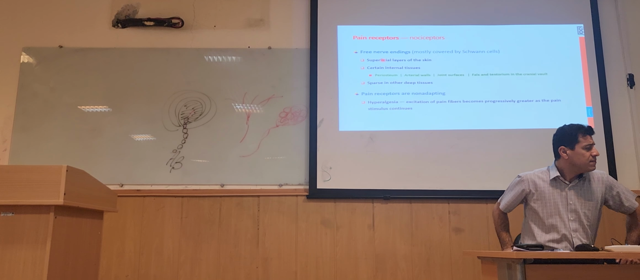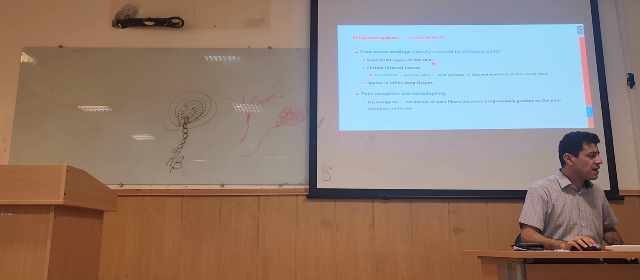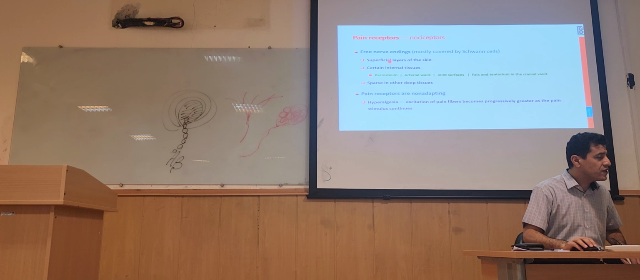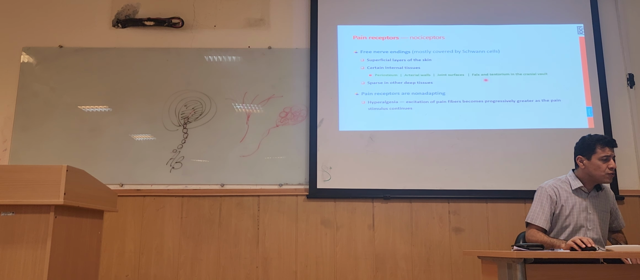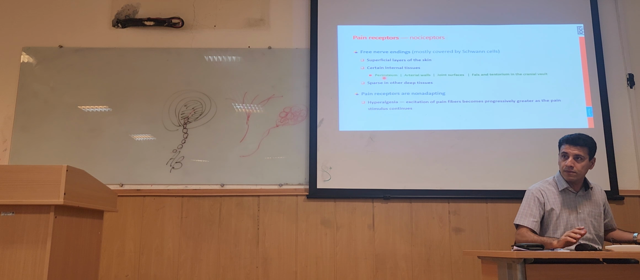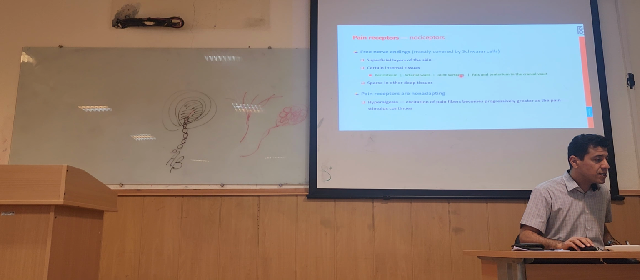So free nerve endings are nociceptors, some of them. They are found in superficial layers of the skin and in some other tissues. So these tissues have abundant free nerve endings, pain receptors: periosteum that covers the bone, right? Arterial wall, joint surface, and falx. What is it? Falx. Where do we have this? Tentorium.